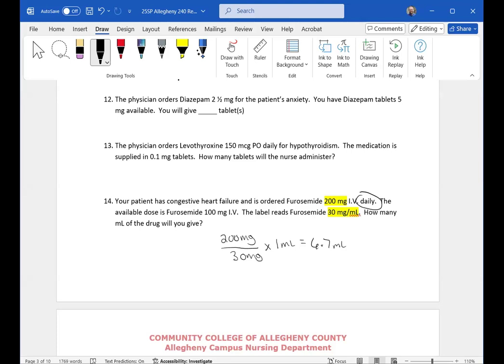Now the other question is this daily doesn't necessarily tell you per dose. So are you supposed to divide this out? That's information that is not listed there, so you can't really assume either way. But my guess is that it would just be a dose, a 6.7 mL dose, and then whenever that's given.